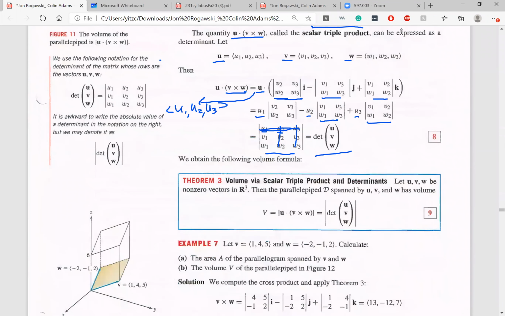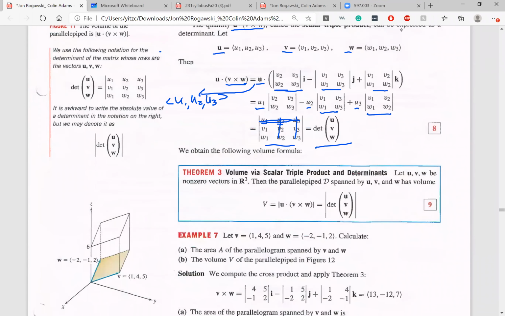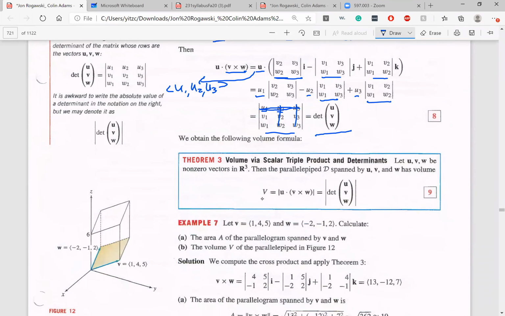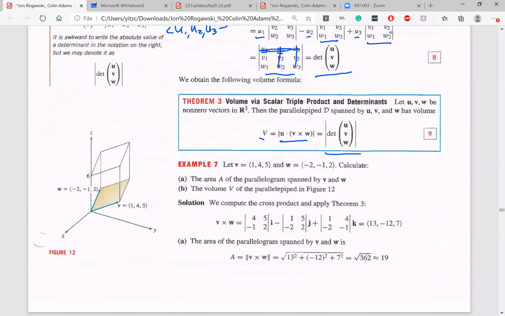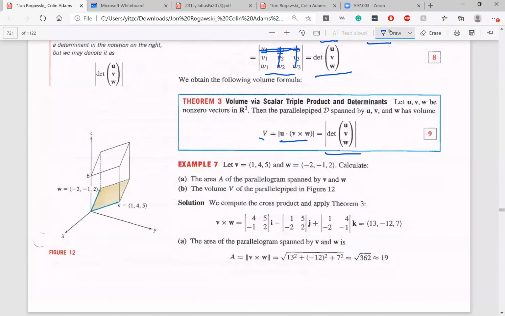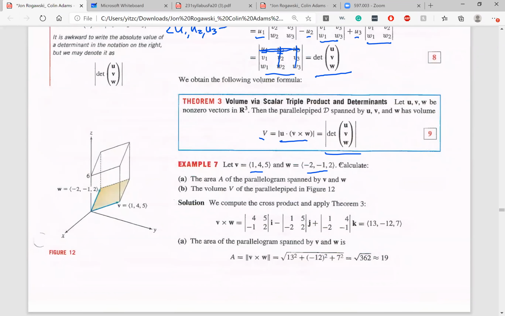Okay, so now they give us this theorem, which says what we just looked at, that the volume is equal to u dotted with v cross w, which is the same as the determinant. So they want us to do the following example. Let v equal this vector, w equal that vector. First they want us to calculate the area of the parallelogram spanned by these two. So let's just do that.